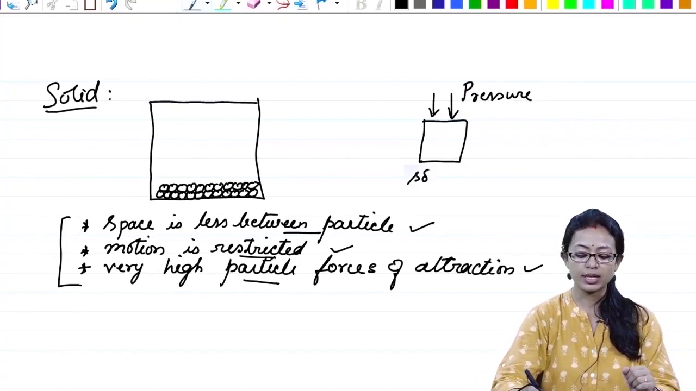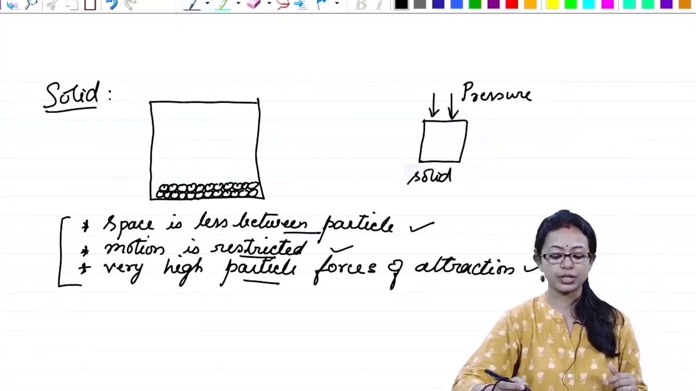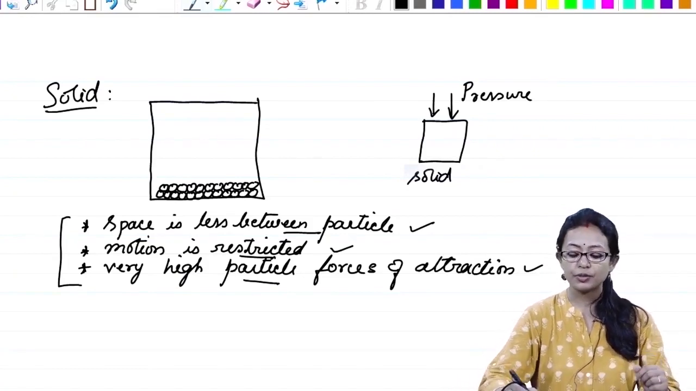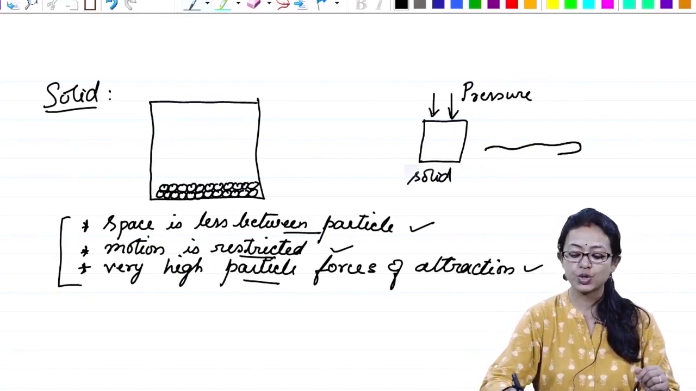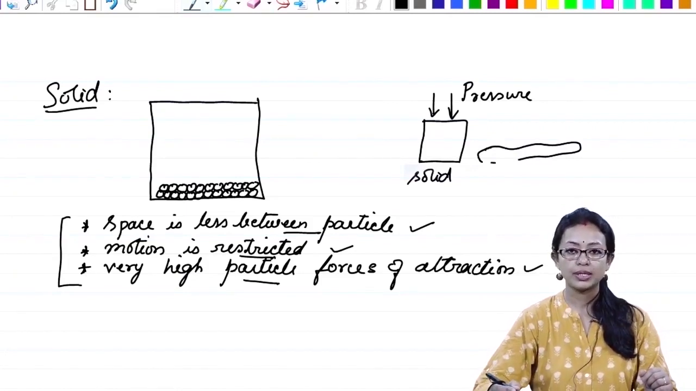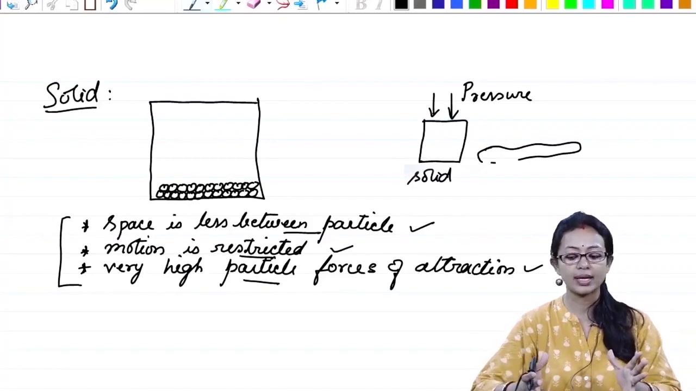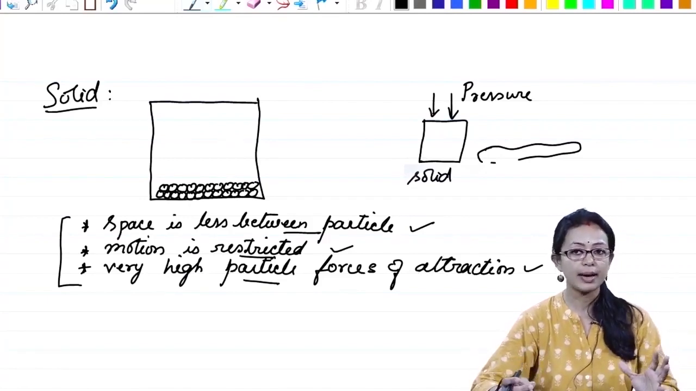So I have a solid, and that solid is being exerted with certain pressure. Now what will happen to it? You would find that the shape would get distorted. But will it get compressed? No. The particles cannot come any closer to one another. Compression means they are coming closer to one another. Here the compression will not happen.